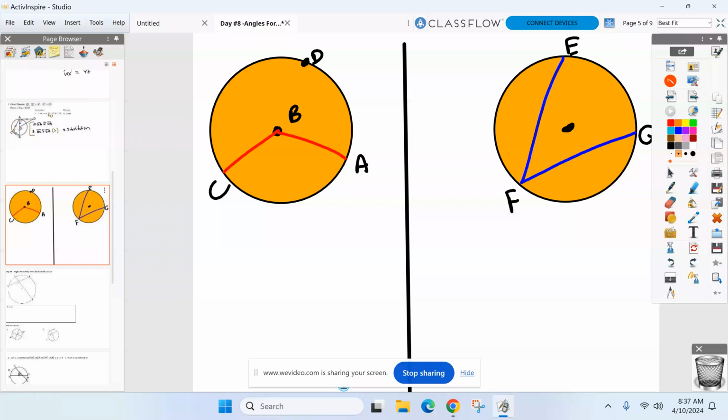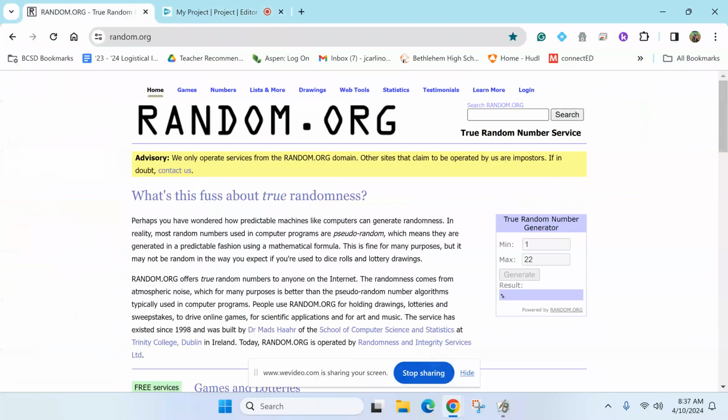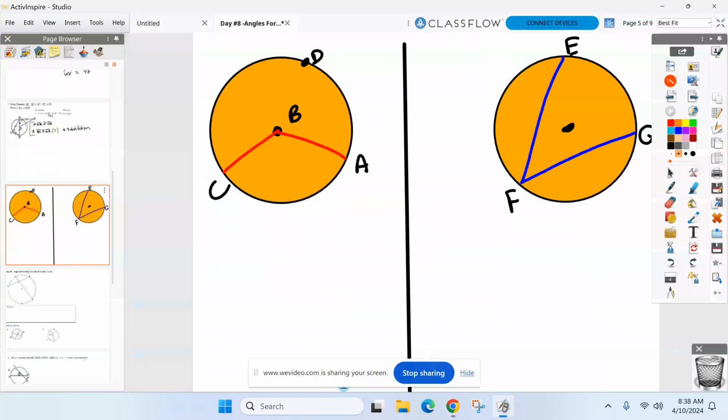What do I call that bad boy? And yes, B is the center. I should have told you that. B is the center of that circle. So what do I call angle B? What's the name of that angle up there at this point in the unit? Let's go, Bailey, what's that angle called? That's called the central angle. Excellent.